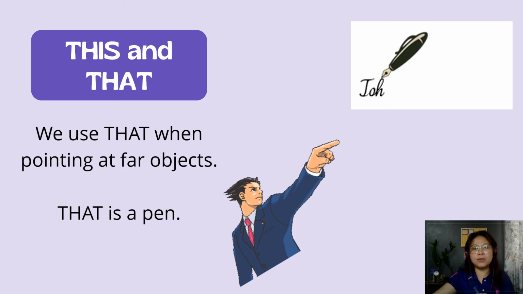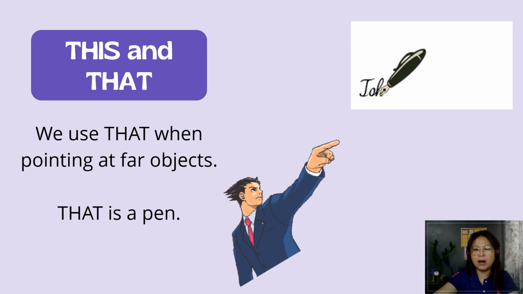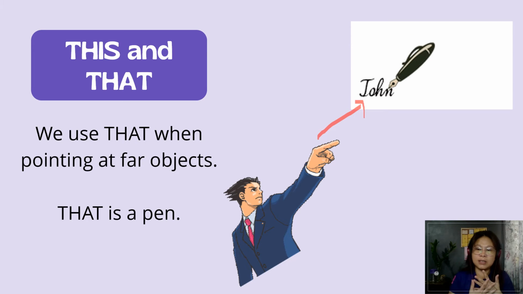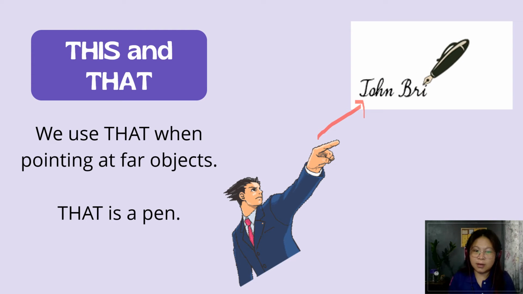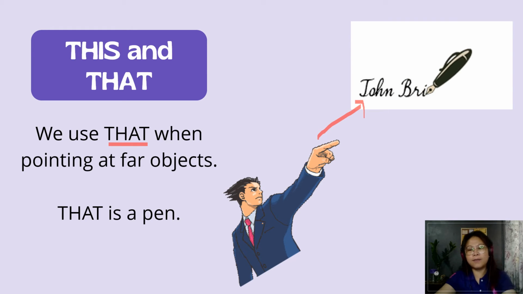And we use that when pointing at far objects. For example, that is a pen. The object is far. We cannot hold it, or the object is not close to us. So we use that when pointing at far objects.